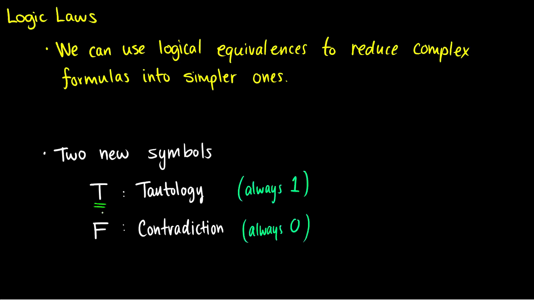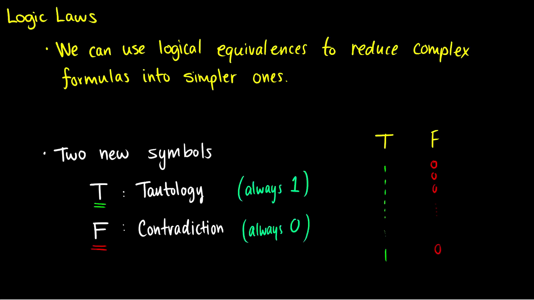So this capital T will always mean a formula that outputs ones, and the capital F will always be a formula that always outputs zeros. So the truth table for T essentially looks like 1, 1, 1, 1 all the way down until however many rows there are, and the truth table for F will always look like 0, 0, 0 all the way down however many rows there are.